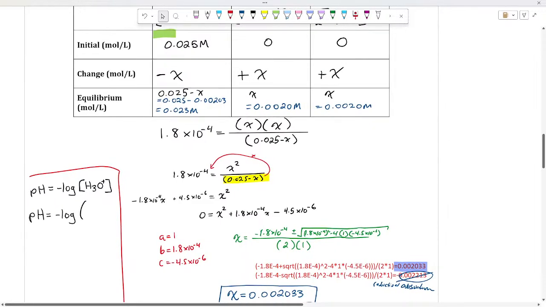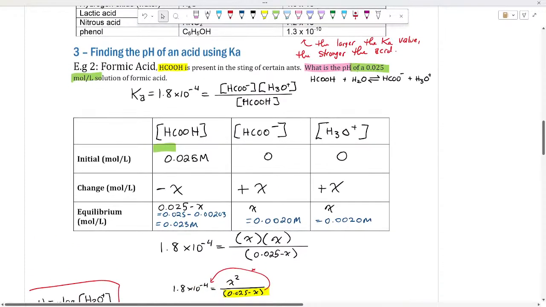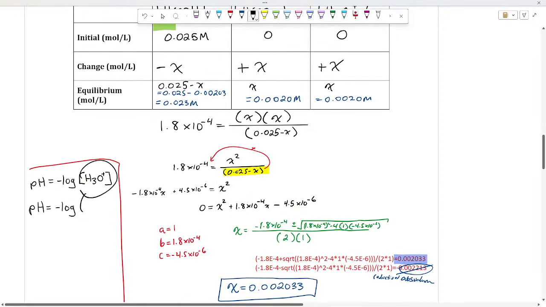Didn't it ask us to find it for formic acid specifically? Yep. So put in H3O plus. The pH of something is the concentration of H3O plus. The formic acid is what is making the H3O plus, right? The definition of pH is the power of hydrogen ions.